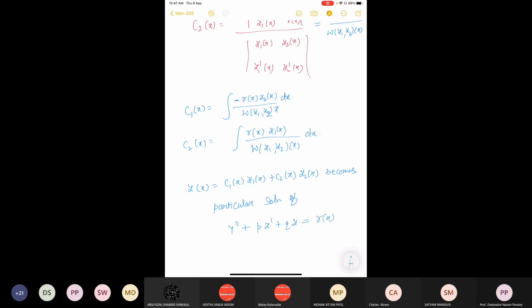One more thing I want to tell you here is that we have not assumed anything about whether p and q are functions of x or constants. What we have assumed is that we already have the solution of the homogeneous problem. So if you already know the solution of the homogeneous problem, whether p and q are functions of x or not, we don't care. Once we have the solution of the homogeneous problem, we can find the solution of the non-homogeneous problem by finding C1 and C2 like this and putting it back, and we can get the particular solution like this.